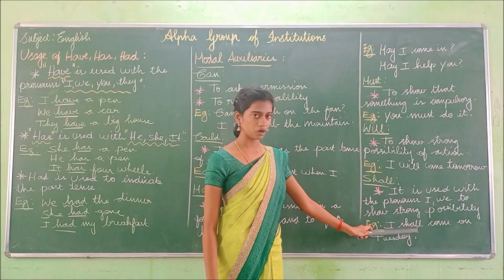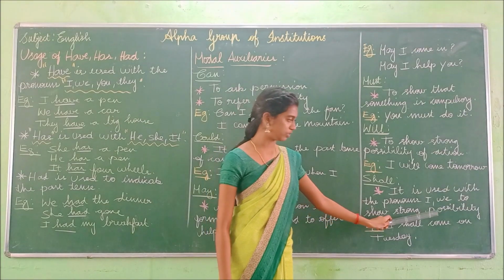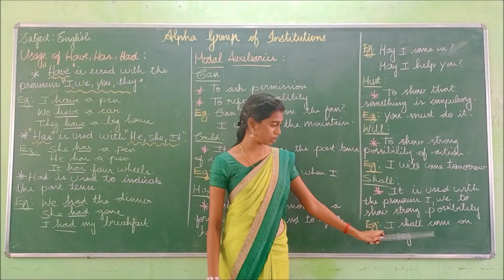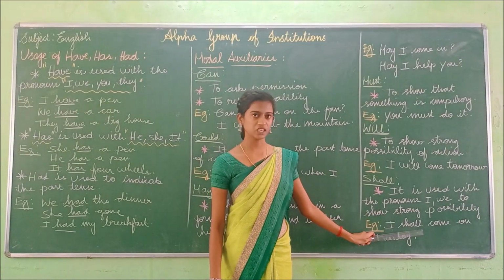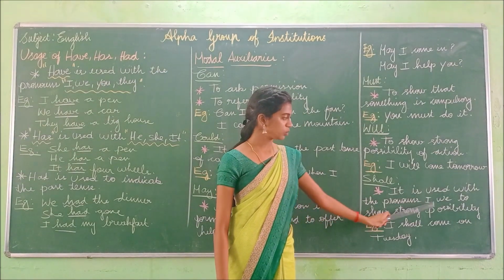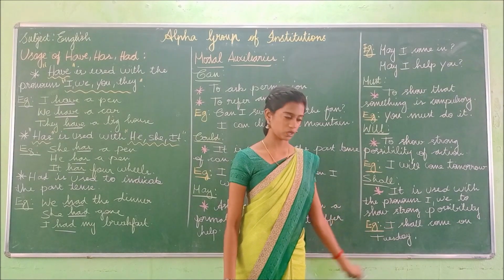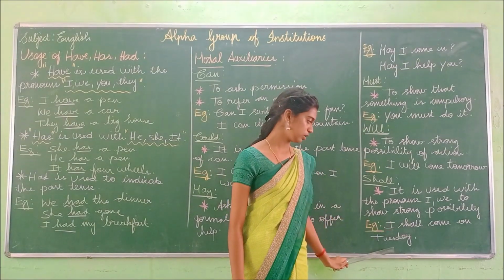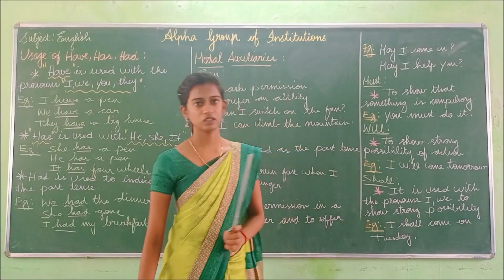We have to use the modal auxiliary shall. Likewise, if the pronoun we comes, we should always use the modal auxiliary shall. Okay, have you understood? So shall is used with the pronouns I and we to show strong possibility. I shall come on Tuesday. Okay, have you understood the modal auxiliary?